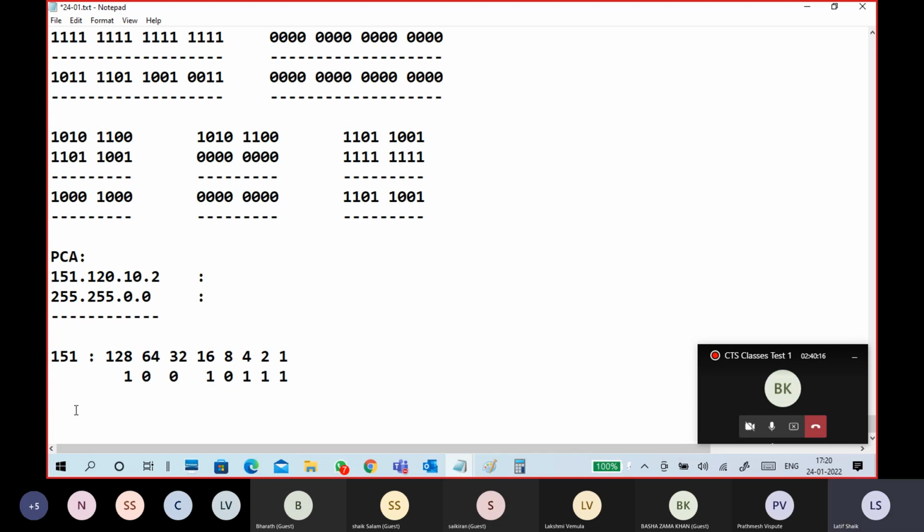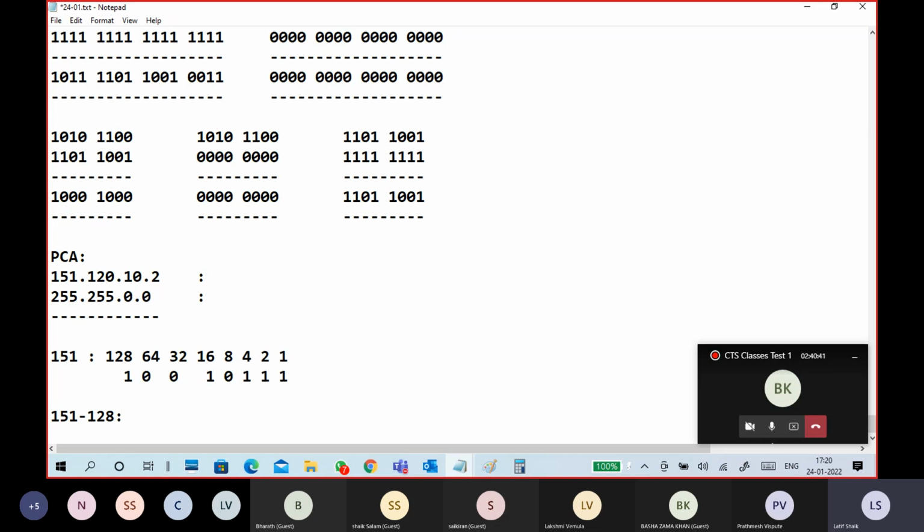Okay, same thing only. I'm typing here 151. Compare 151 with 128. 151 is big. Keep this side only, whether it is the big one or not. Big means put 1 and subtract. If you put a 1, do subtract. If it is 0, do nothing.